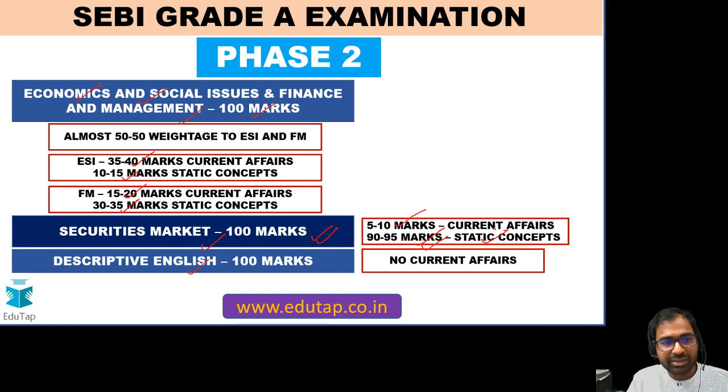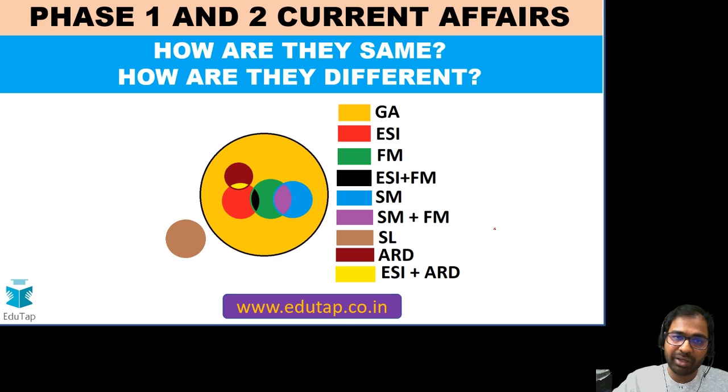The thing reverses in economics and social issues. More time has to be spent on covering the current affairs of economics and social issues, and less time on covering the static concepts. You do not have to devote a large percentage of your time to the static concepts of ESI, because fewer questions are coming from the static part of ESI, and the majority of the questions are coming from the current affairs part of ESI. Fine, this is about SEBI phase 2.